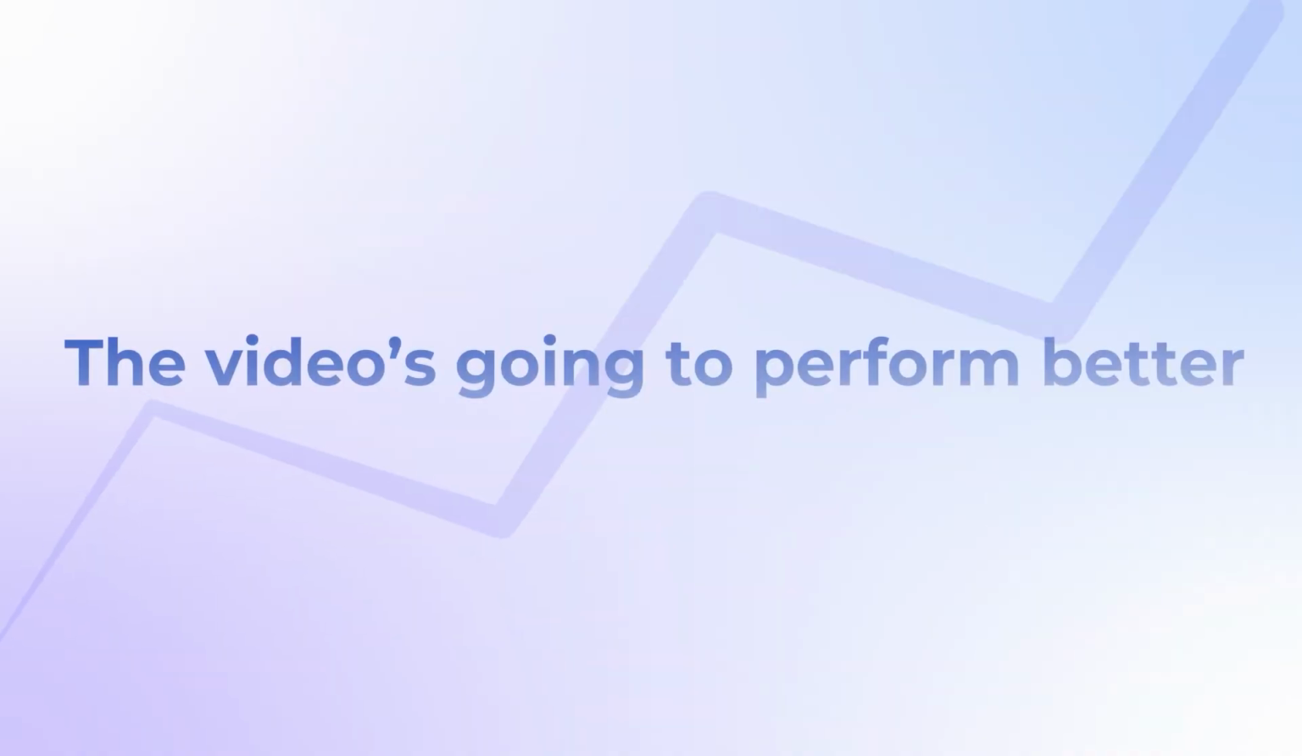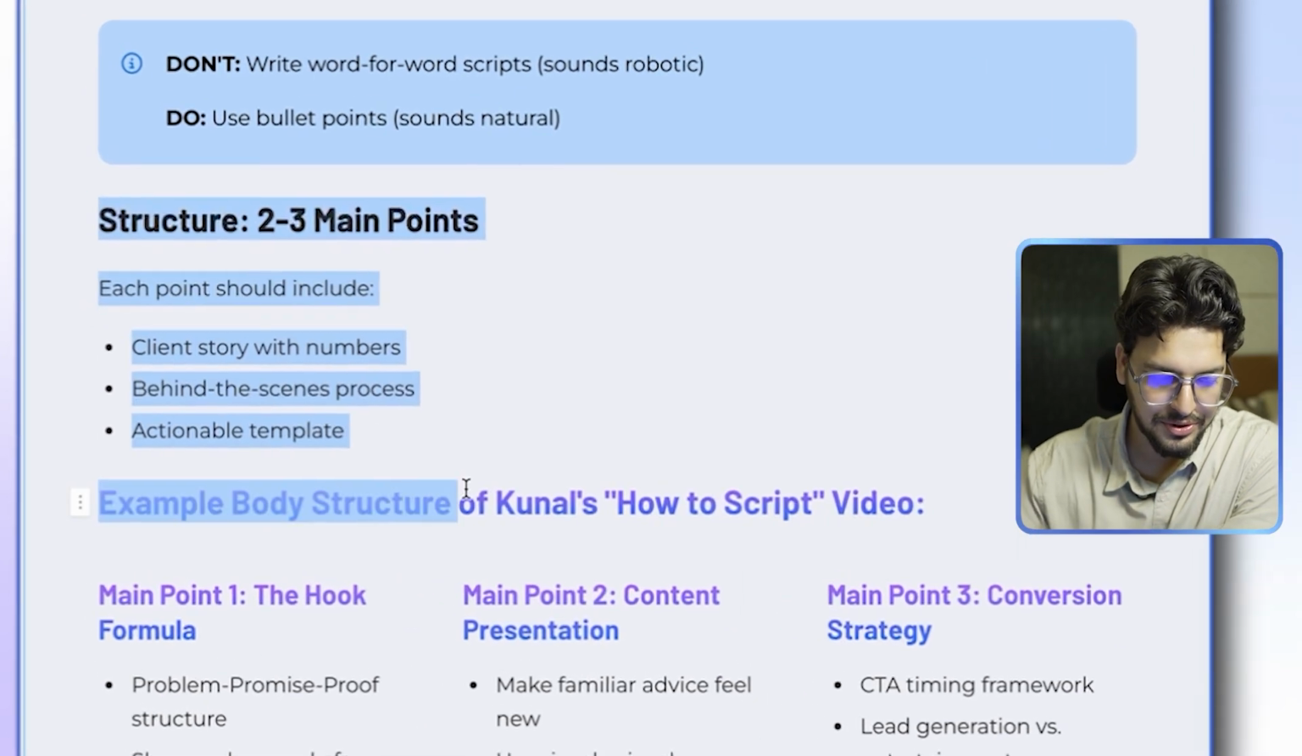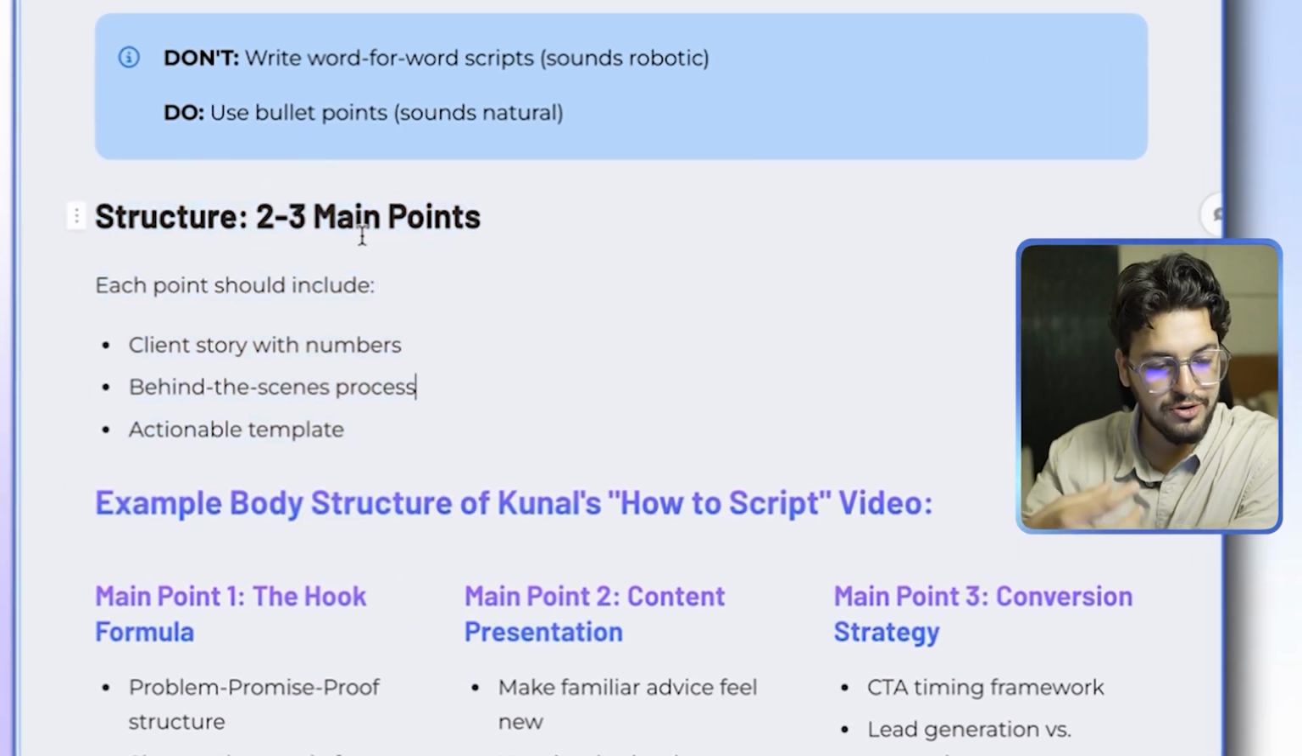I don't know if you've ever tried reading a script someone else wrote for you, but you come off as monotone and boring. Bullet points let you use your natural tone, your natural words. You don't procrastinate recording, and you can add your expertise naturally. Long story short, the video is going to perform way better. So here's the structure. Split your body into 2 to 3 main points, then break those points into bullet points.